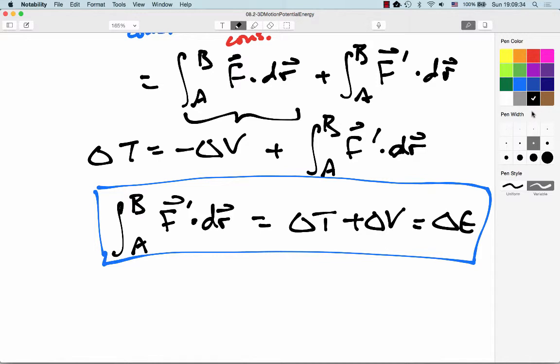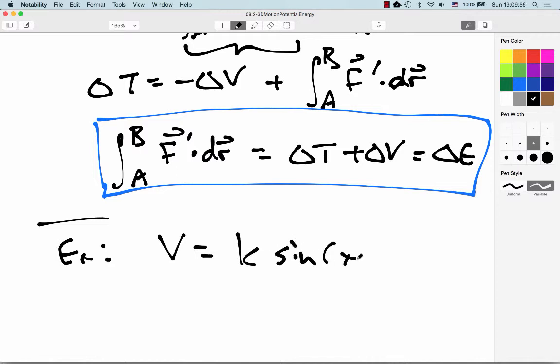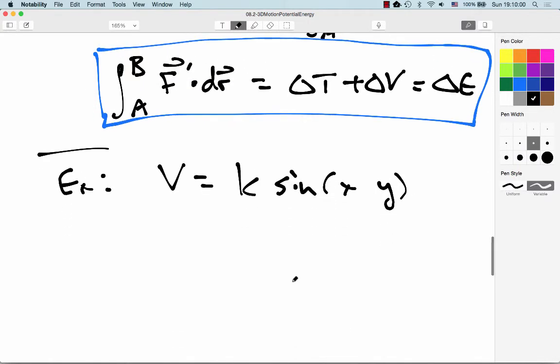All right. So for that example that I touched on a little earlier, where the potential energy was some function of the sine of the product of x and y, let's let the potential energy be equal to some constant, to make the units work, times the sine of the product of x and y. Let's go ahead and find the force and verify that it's conservative.